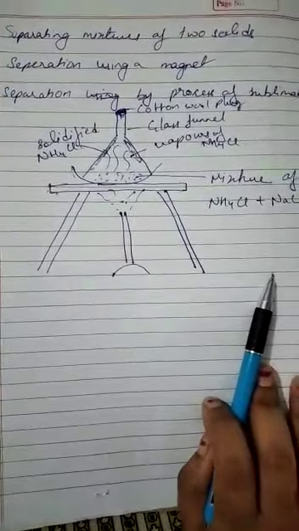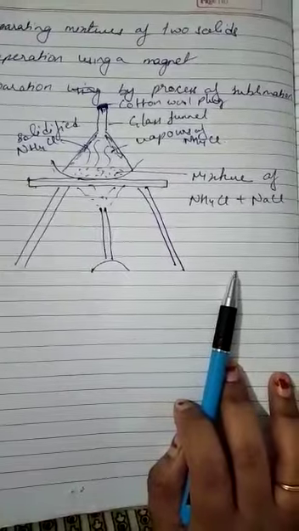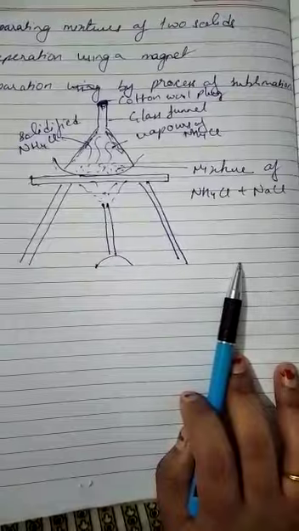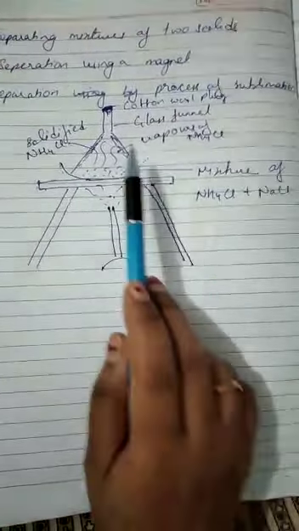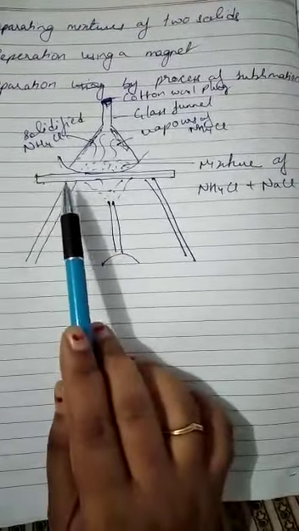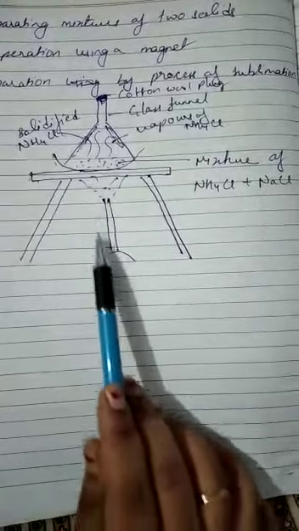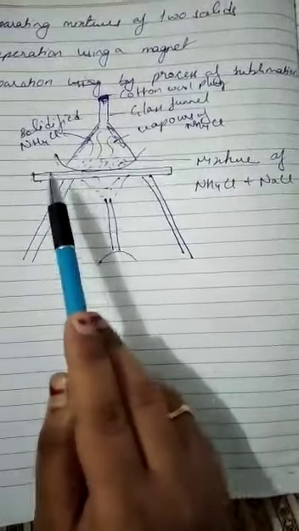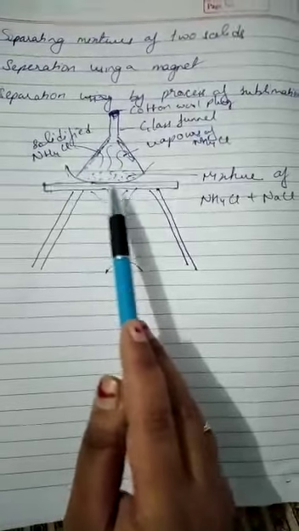To understand how this process works, and how we can separate mixtures by using sublimation, just consider this diagram. First of all, consider these things. This is a tripod stand. This is what we call a burner, a Bunsen burner. This is your funnel, and this is your china dish. You also call it a porcelain dish.